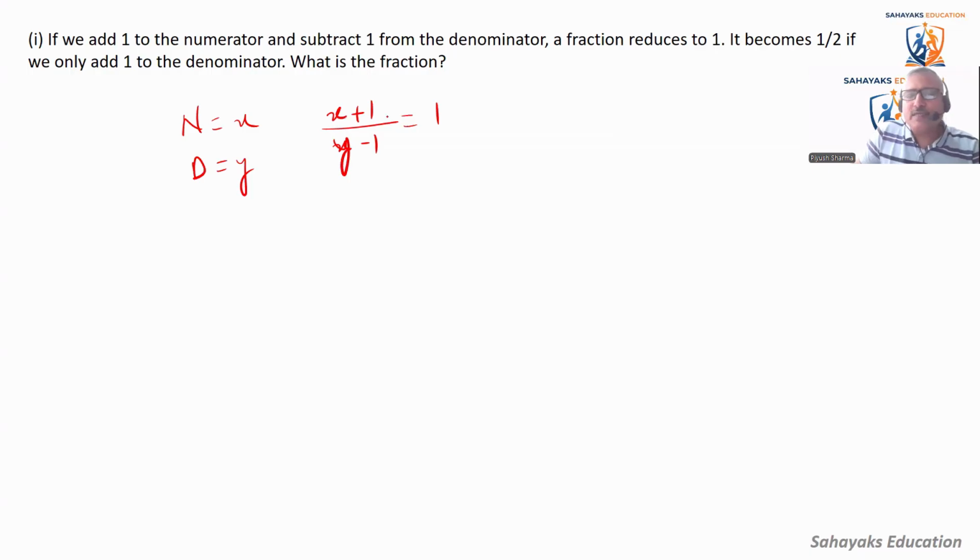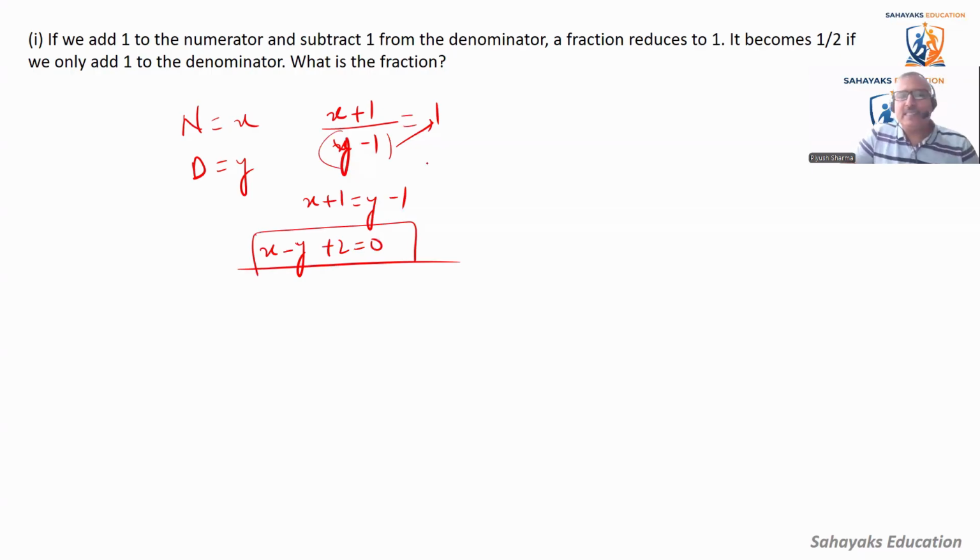Okay, I'll solve this equation first. I'll multiply this entire thing, so it becomes x plus 1 is equal to y minus 1. Or if I take everything to one side, it becomes x minus y plus 2 is equal to 0. This is the first equation.